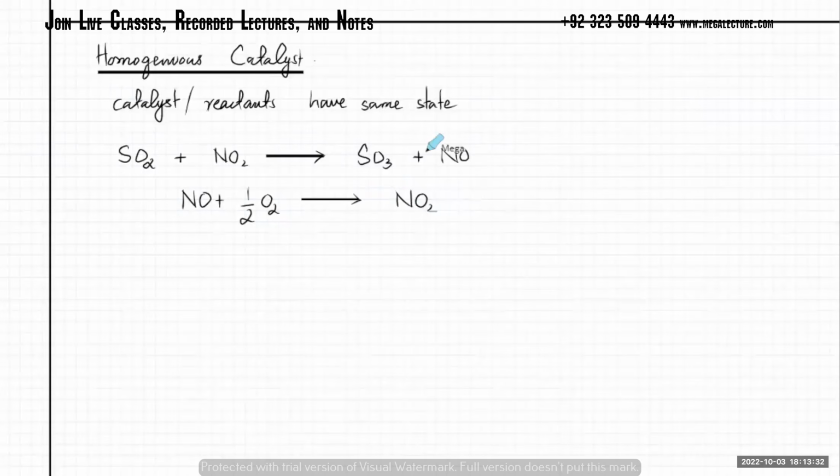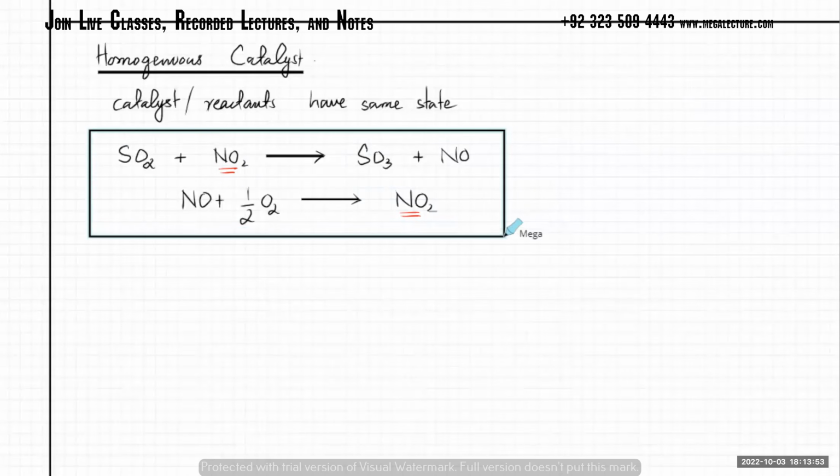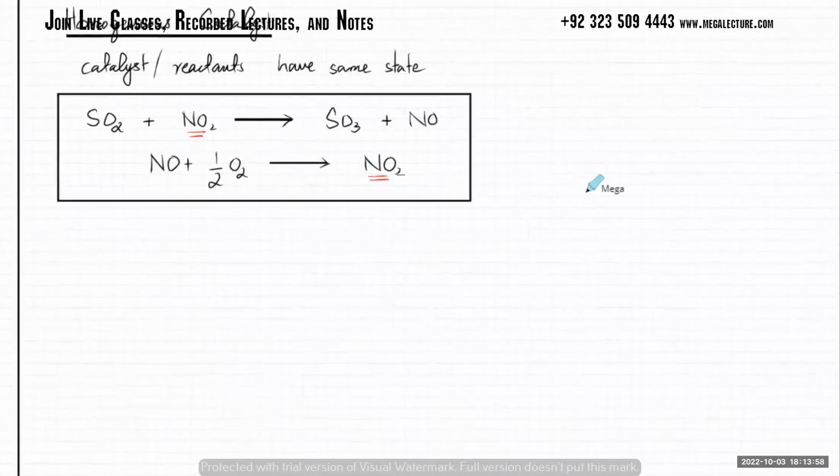So what happened over here is that you started off with NO2, and eventually you got NO2 back again. So that's one example of a homogeneous catalyst. But that obviously doesn't involve transition metals. So we need to be transition metal specific.